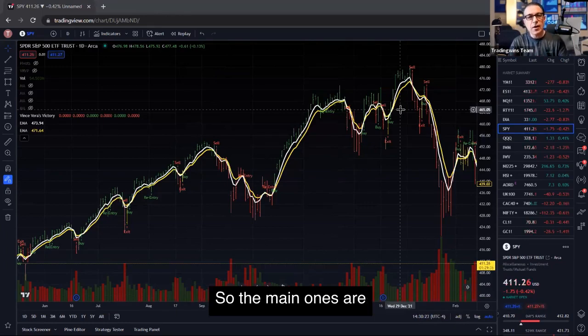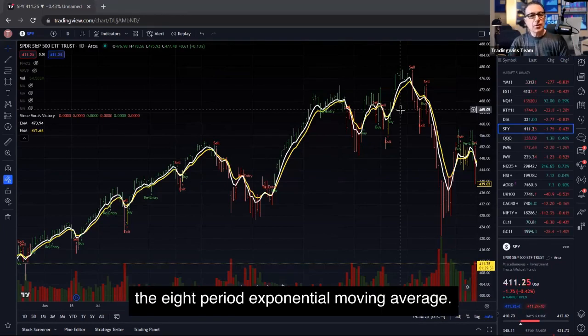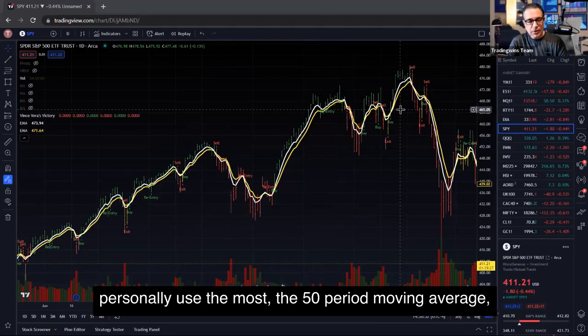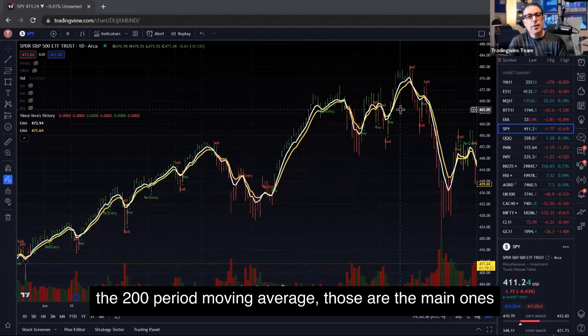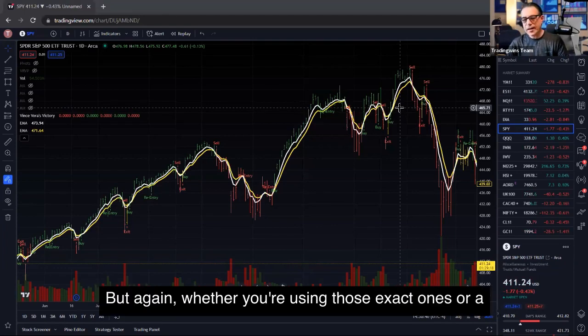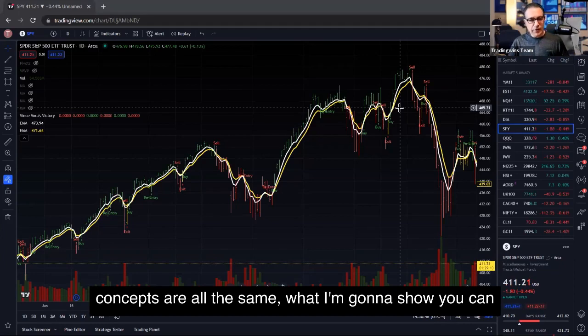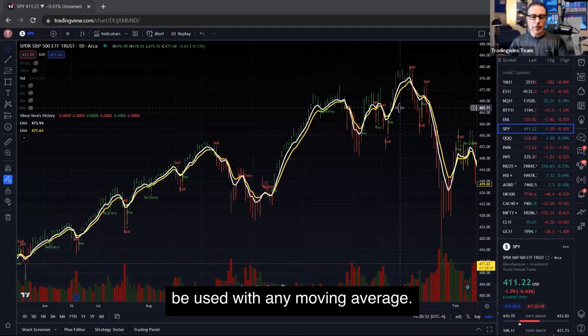So the main ones are the 8-period exponential moving average, the 20-period simple moving average, which is the one I personally use the most, the 50-period moving average, the 200-period moving average. Those are the main ones that most people follow. But again, whether you're using those exact ones or a combination of them or any other moving average, the concepts are all the same. What I'm going to show you can be used with any moving average.